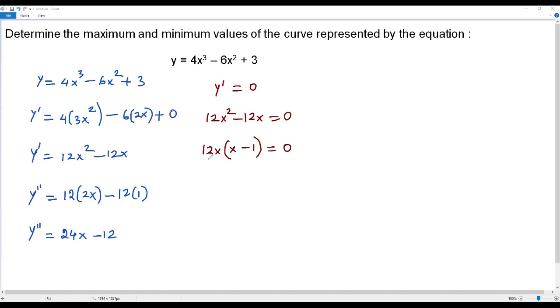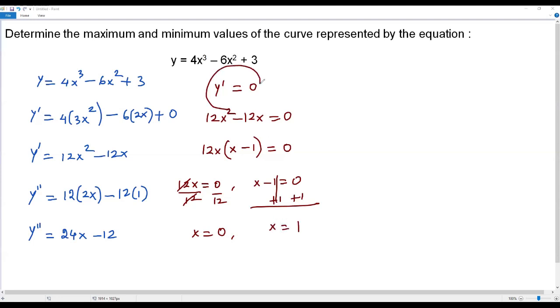Now, the multiplication of these two terms equals 0. Whenever the multiplication of two or more terms equals 0, either the first one is 0 or the second one is 0. So let me equate the first term to 0 and the second one to 0. To solve for x, I divide both sides by 12, and the 12 cancels out. I get x equals 0. Now, to solve for x, I add 1 to both sides; negative 1 and positive 1 cancel. I get x equals 1. So when I equate the first derivative to 0, I get two values for x, 0 and 1.